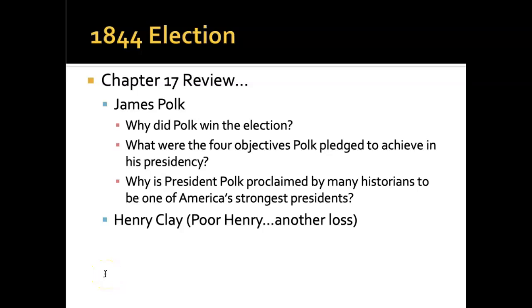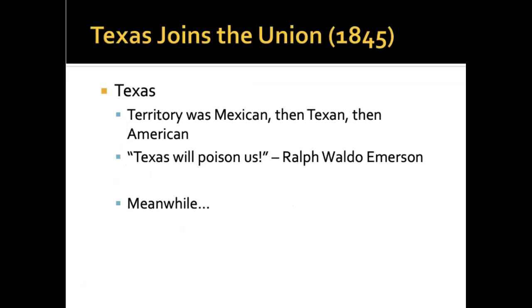The annexation of Texas is going to appeal to voters. So he does end up winning the popular vote and electoral votes and becomes the 11th president. In 1845, Texas is going to join the Union. Now, Texas has a very unique story. Before it was even Mexican, it actually belonged to the Spanish, because the Spanish had colonized Mexico. So Texas first belonged to Spain. Then it became Mexican.